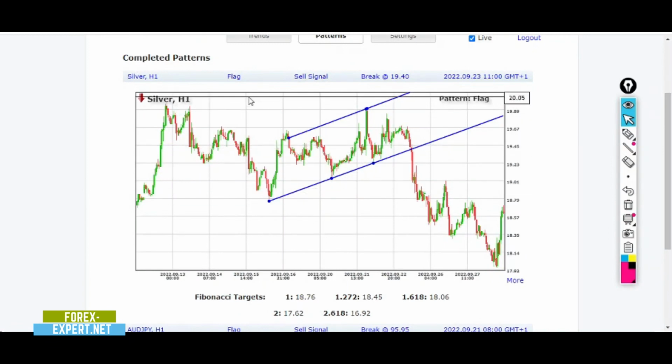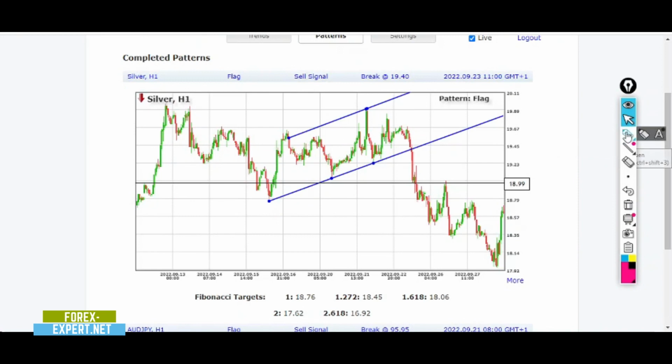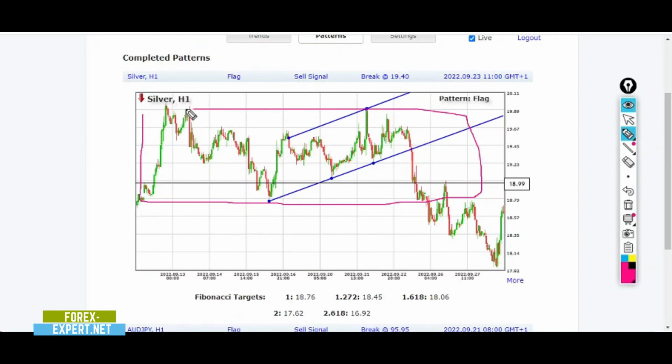Let's jump to the silver. Flag sell signal breaking 1940. This price action doesn't really look good to me, but honestly, maybe you can trade the breakout of this range, because price is ranging between these two levels. Let me draw it, please. So we got a triangle, with the upper level at 1990 and the support at 1881.